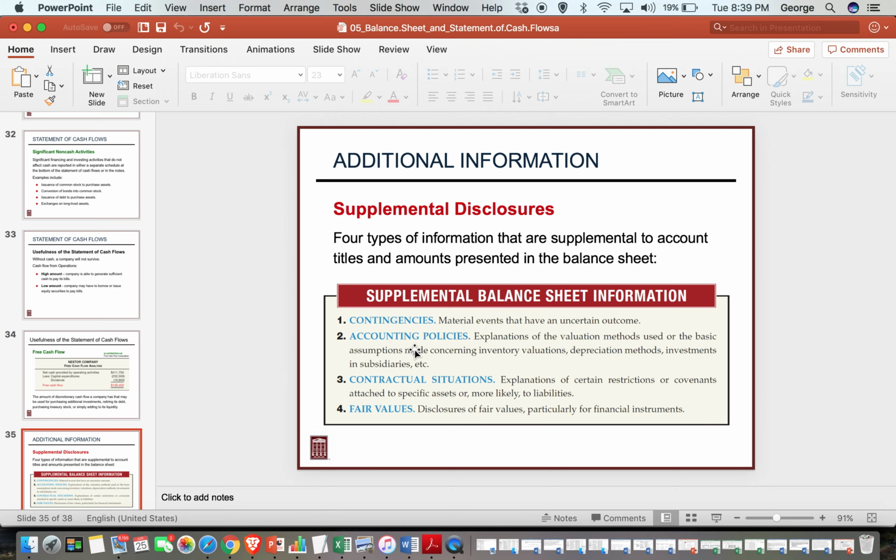Accounting policies: what valuation methods we're using, what inventory methods, depreciation methods, contractual situations. We may have talked about this earlier, right? We had restrictions on retained earnings: restrict those retained earnings by 50,000, and then you'll get the loan for 50,000. And then fair values, you disclose those, particularly if you have any fair value related to financial instruments.